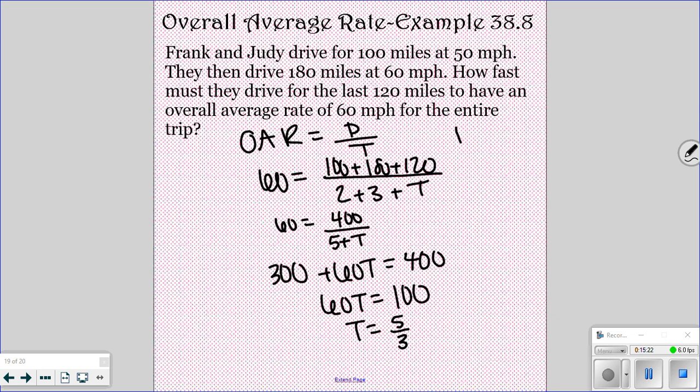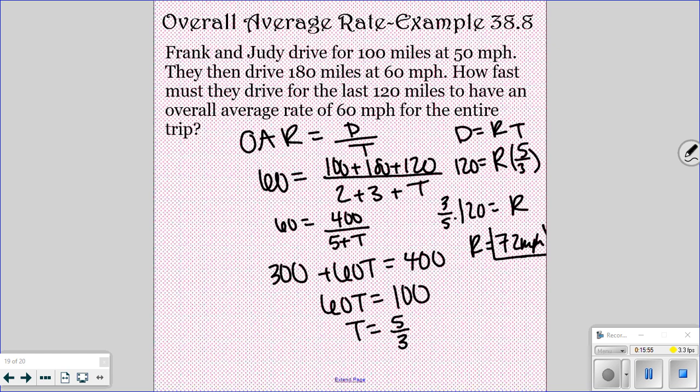And so we're going to go back to our distance equals rate times time. They're going to drive 120 miles. We don't know the rate. That's what we're trying to find. And then we know that their time is 5/3. So I can multiply by 3/5. And that's going to give you your rate. And if you simplify that, your rate is going to be 72 miles per hour. So that's how fast you would have to drive to average 60 for your whole trip.